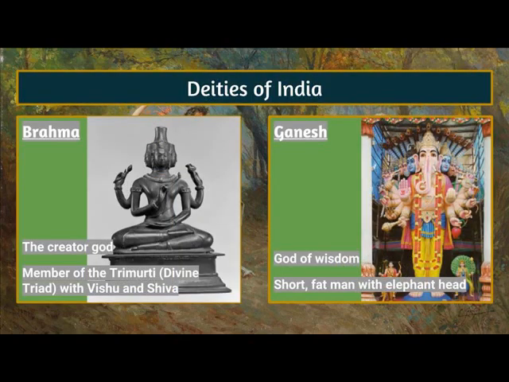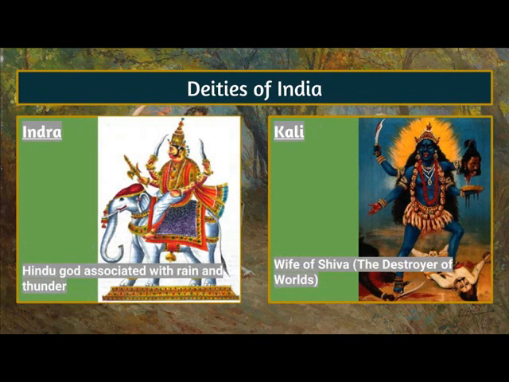Deities of India. You needn't know more than the following list, whose members are probably less likely to appear on the MAT than Greek and Roman deities. Brahma, the creator god, conceived chiefly as a member of the Trimurti, the divine triad, including also Vishnu and Shiva. Ganesh is the god of wisdom, depicted as a short, fat man with an elephant's head. Indra, Hindu god associated with rain and thunder.